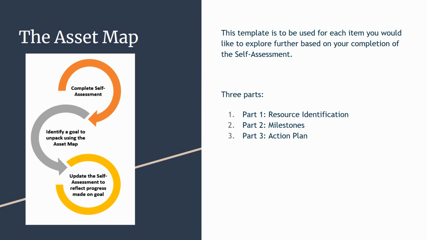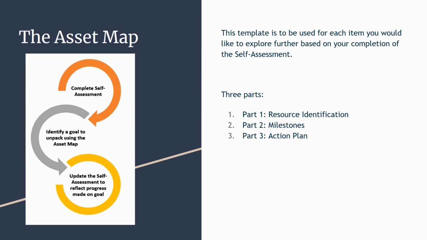The asset map provides a process for teams to think through existing and needed resources and partnerships, as well as key milestones and actions toward achieving the goal. Once implementation and documentation is achieved, regional teams can update the self-assessment tool to track progress. Use the asset map template for each item you would like to explore further based on your completion of the self-assessment. Select an item or descriptor from the self-assessment and create a goal that describes what full implementation of that item would look like. The tool is designed to focus on one goal at a time.